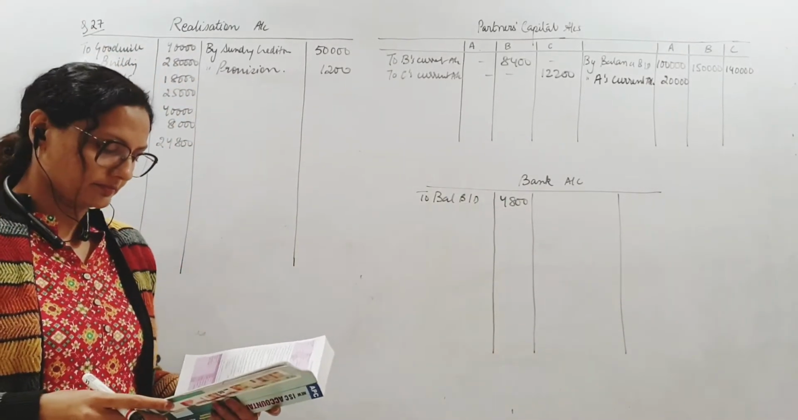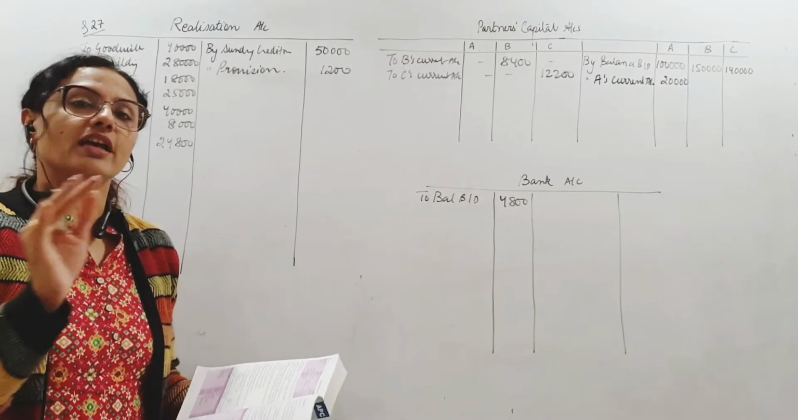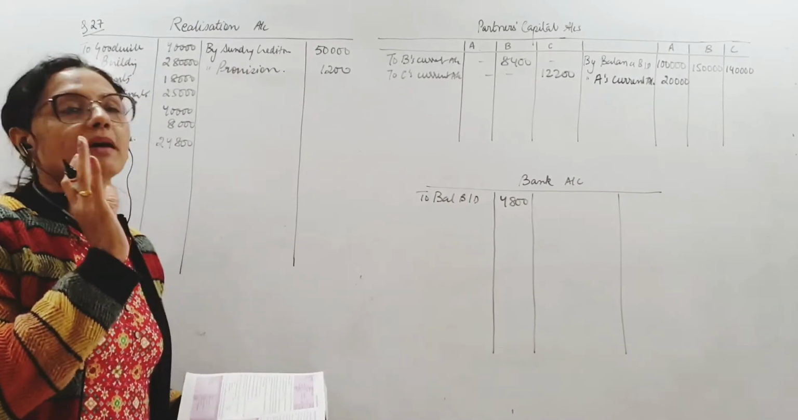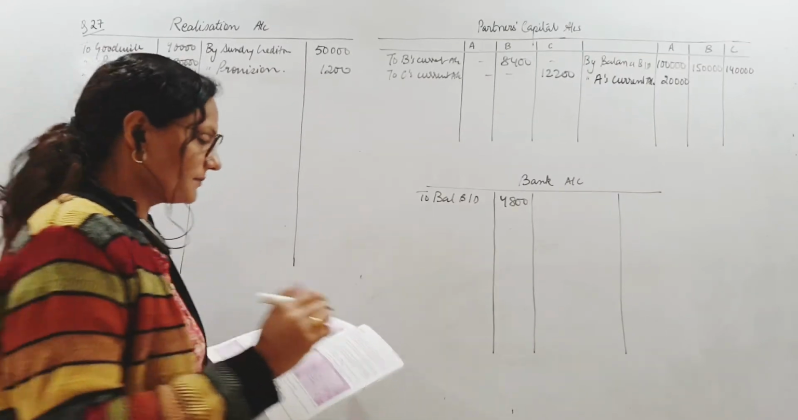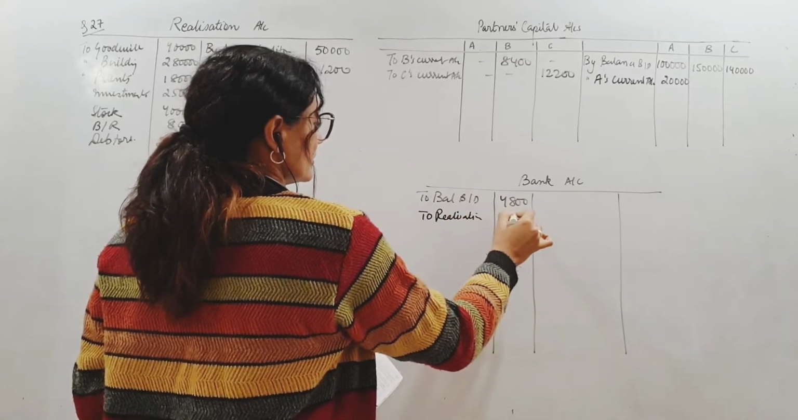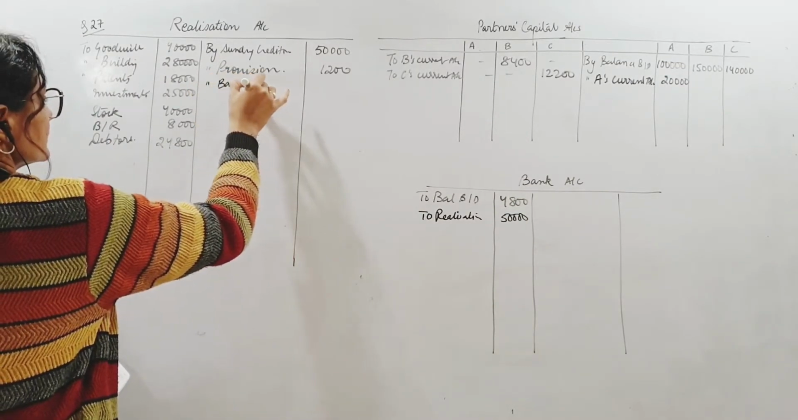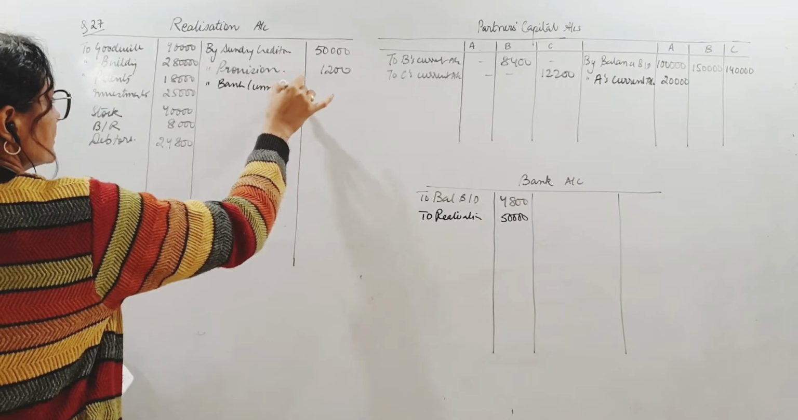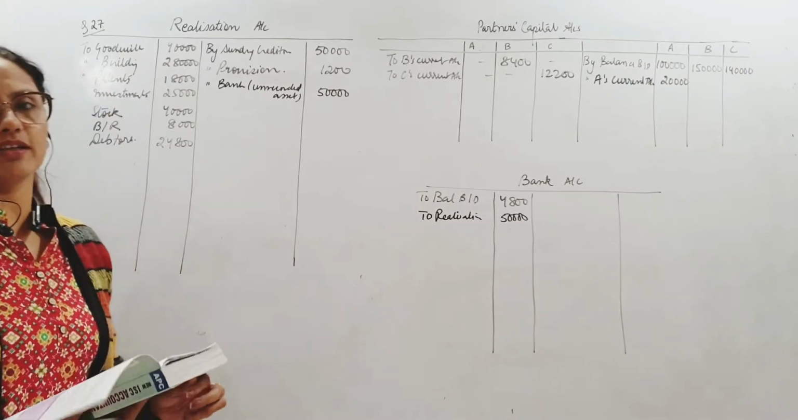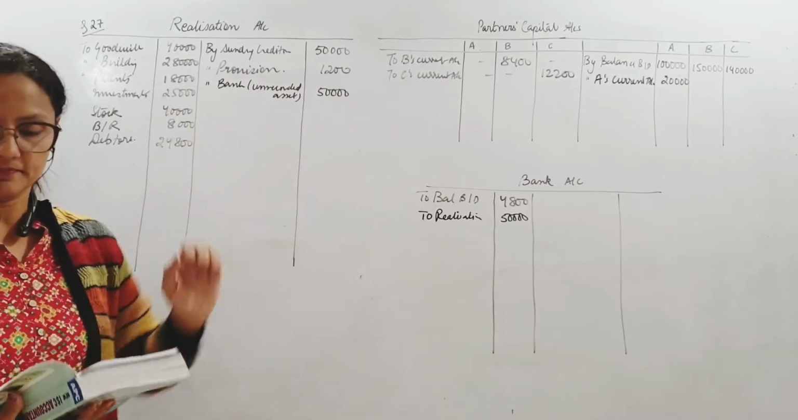Let's start with adjustments. An unrecorded asset was realized for 50,000. Whether the asset is recorded or not recorded, both will have the same treatment. We will have to debit bank account, credit realization because the asset is realized. So here I will write to realization 50,000. Money has come into the bank. And here I will write by bank unrecorded asset 50,000. Okay. So whenever you are realizing an asset, please credit the realization, debit the bank account.